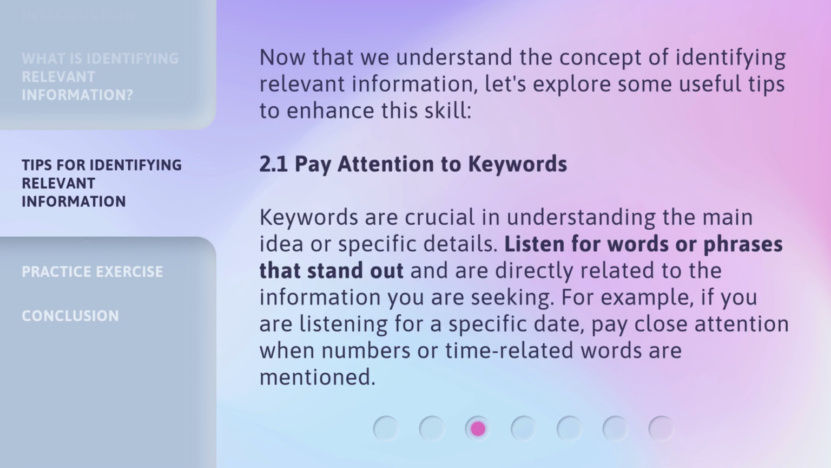Now that we understand the concept of identifying relevant information, let's explore some useful tips to enhance this skill. 2.1 Pay attention to keywords. Keywords are crucial in understanding the main idea or specific details. Listen for words or phrases that stand out and are directly related to the information you are seeking. For example, if you are listening for a specific date, pay close attention when numbers or time-related words are mentioned.